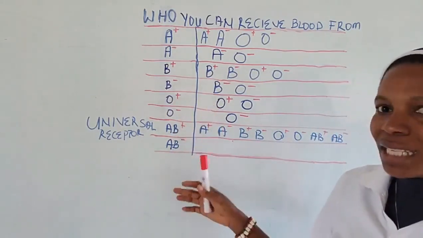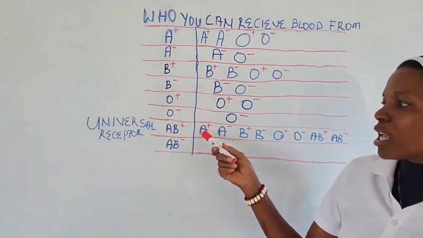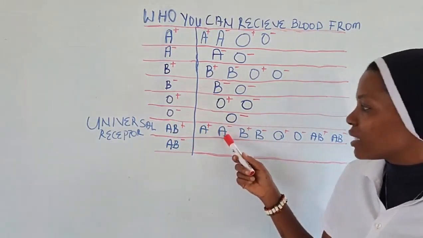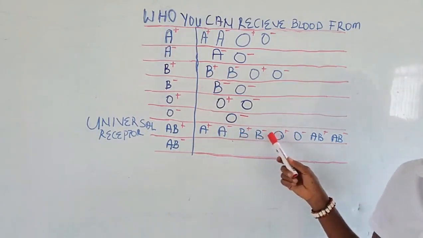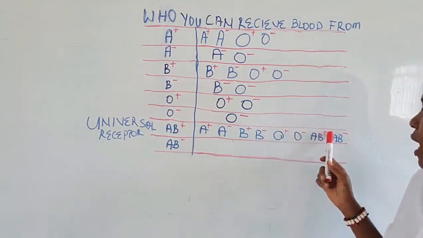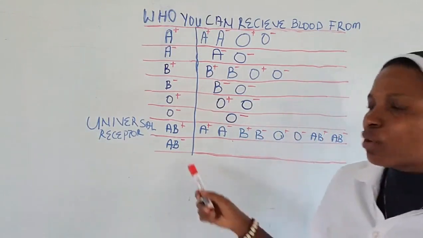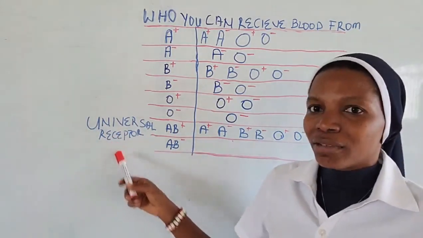So it therefore means that an individual who is AB positive can get blood from an individual who is A positive, A negative, B positive, B negative, O positive, O negative, AB positive, and AB negative. Hence, an individual who is AB positive is a universal receptor.